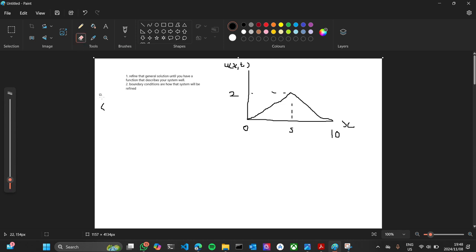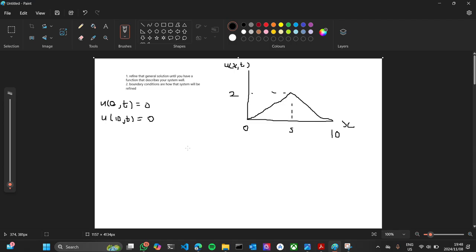So u of 0 of t: at this point, for any time t, the displacement will be 0. Then u of the other endpoint, which is 10 of t, for any value of time at that specific point, the displacement will always be 0.